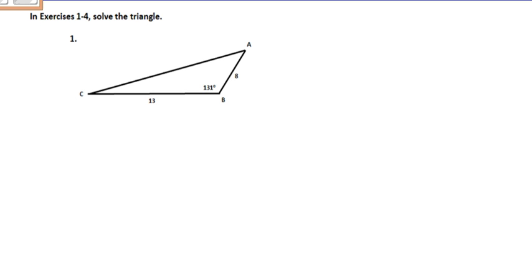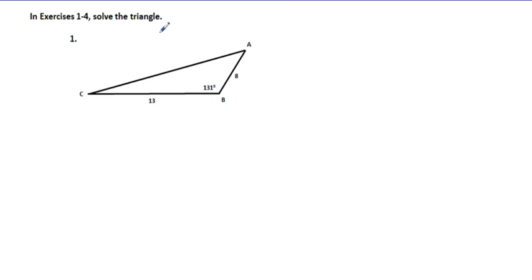All right, this is from chapter 5.6. We'll work a few problems, the odd number problems 1, 3, and 5 from the Law of Cosines section of our Precalculus book. In exercises 1 through 4, solve the triangle. Problem 1, we have this triangle, and we see we cannot use the law of sines because we don't have any sides opposite angles.